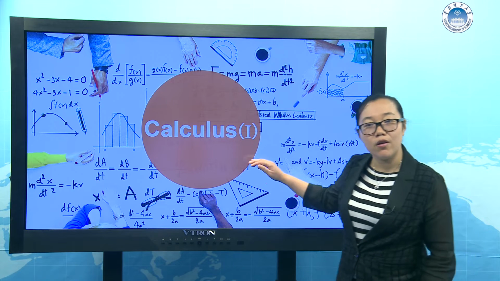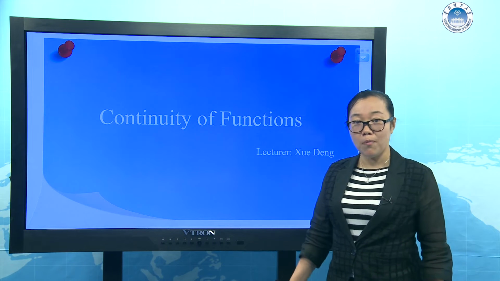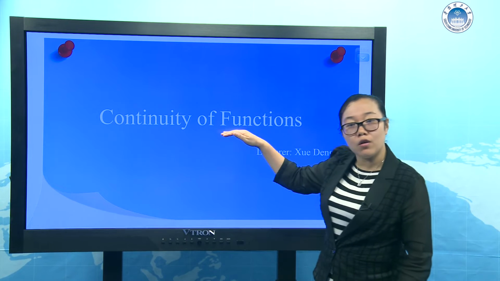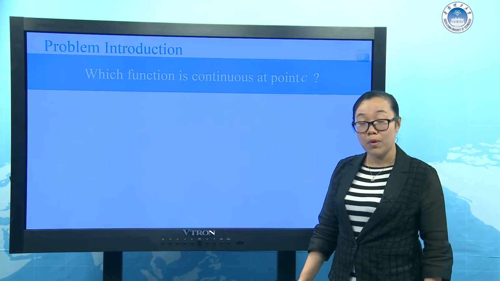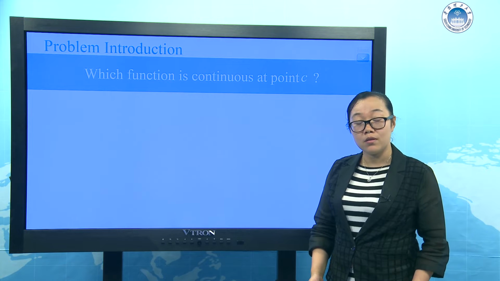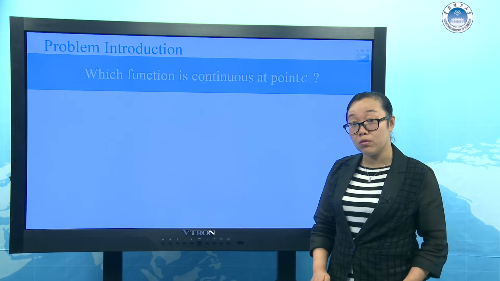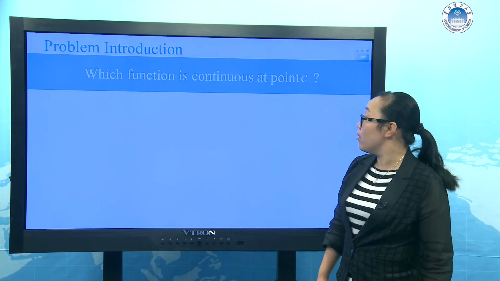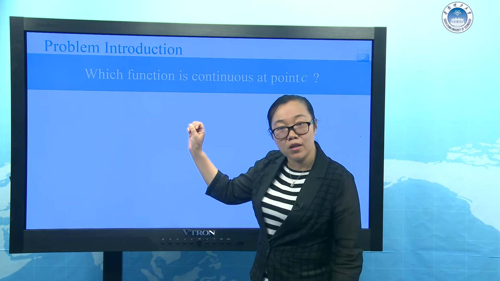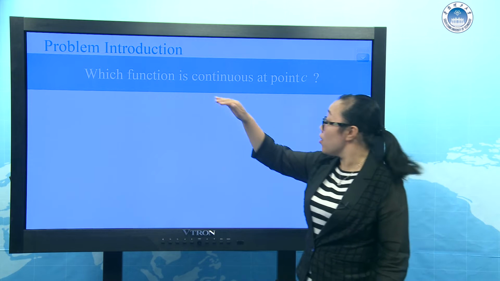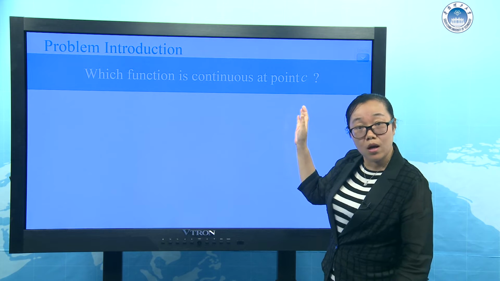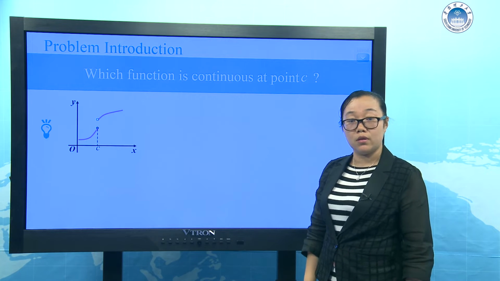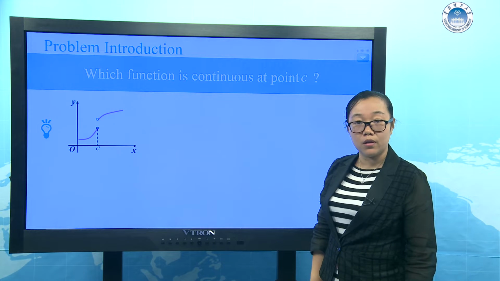Today we study Calculus 1. Our topic is continuity of functions. Do you remember when a function is continuous? Do you have some idea? This class will give some idea about continuity, meaning when a function is continuous at some point c, and how to give the definition. Now look at the figure.